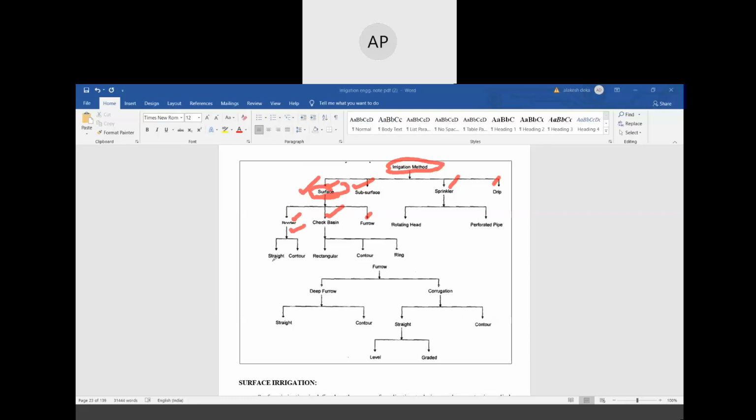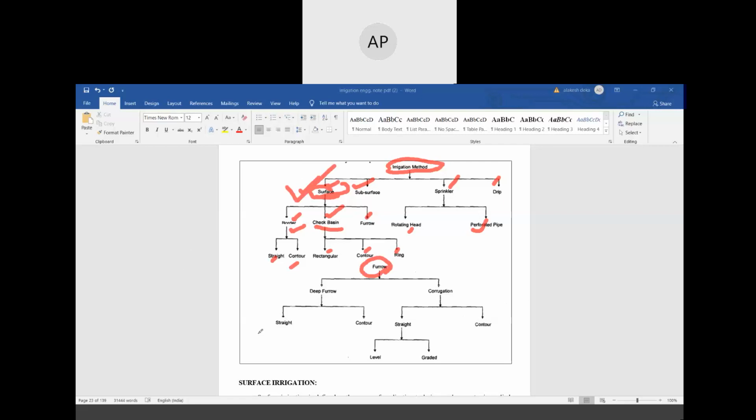There are two types of border: straight and contour. Again, in check basin types, there are rectangular check basins, there may be contour check basins, and another type is ring check basins. And the third surface irrigation method is the furrow method. Next is the sprinkler irrigation method. In sprinkler, we have two types of methods: rotating head and perforated pipe.